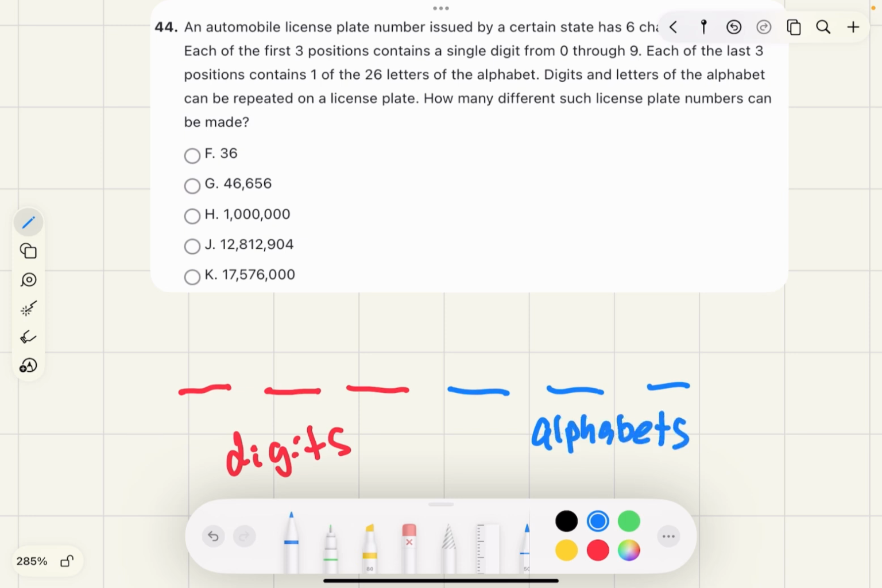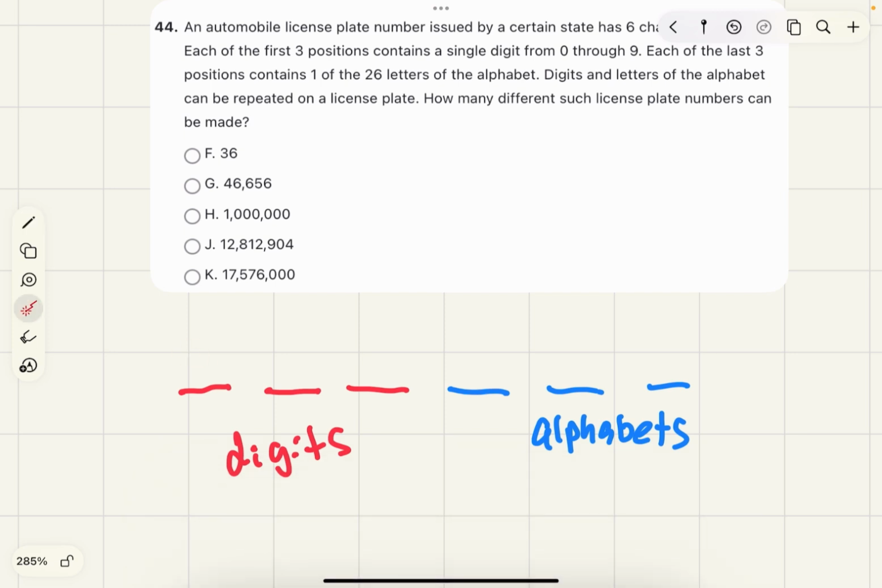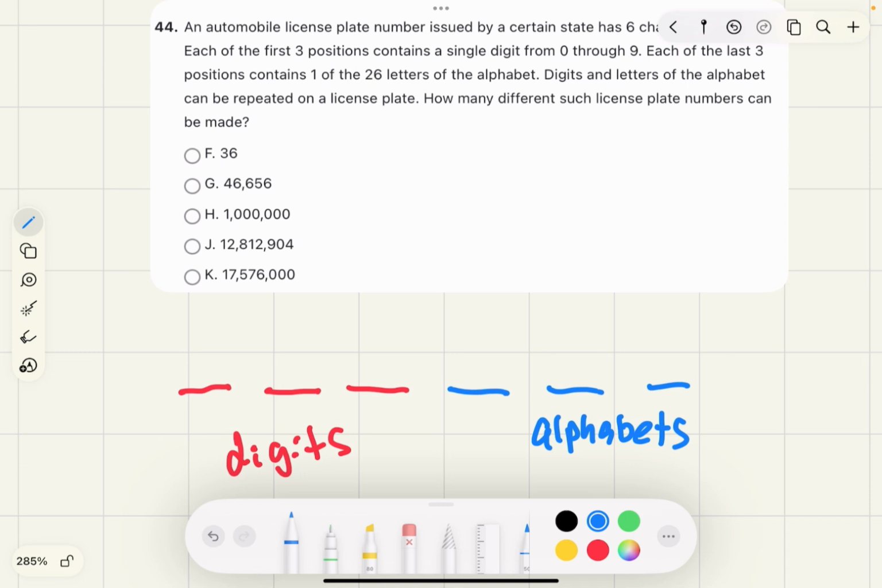Okay. So now let's take a look. For this position right here, how many numbers between 0 through 9 are there essentially? Like how many numbers in total are there ranging from 0 through 9? And we can see that that is 10. So we know that there's 10 digits right here.